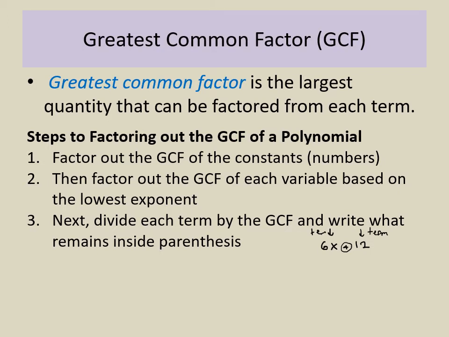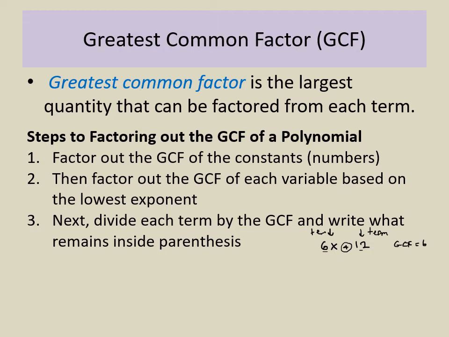So if you take a look at these two terms, what is the largest factor that is common in those two? Well, you might think that 2 is common because 2 goes into 6 and 2 goes into 12. Sure, 2 is a common factor, but is it the greatest common factor? No. The greatest common factor, or the GCF, for these two terms is 6. That's why it's called the greatest.